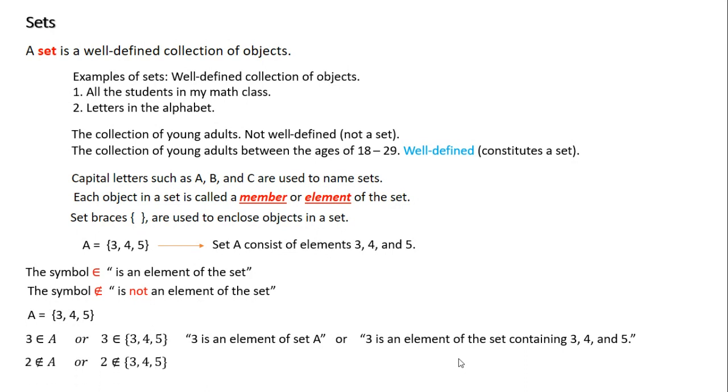Now, what about this one? Since we have the Greek E symbol with a slash, meaning not, we say 2 is not an element of set A, or 2 is not an element of 3, 4, or 5, right? This is how we would use these notations. So, sets, definitions, and examples.